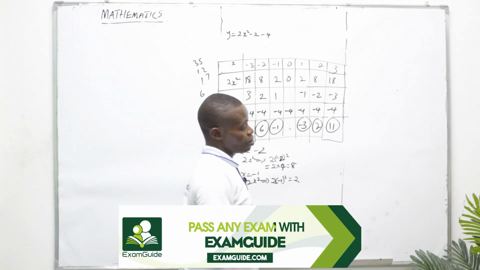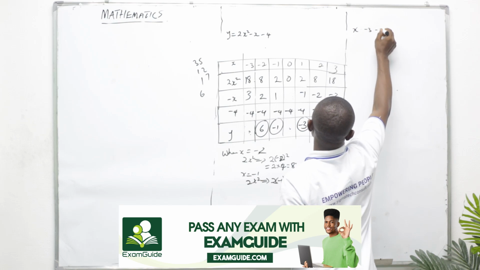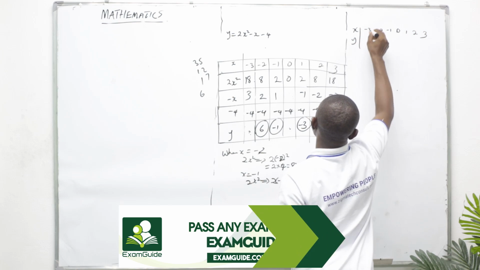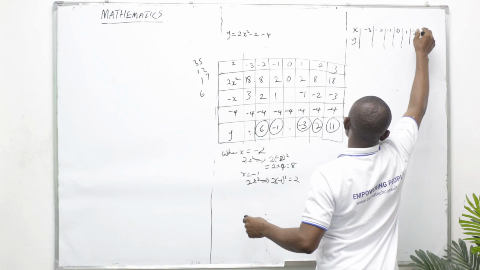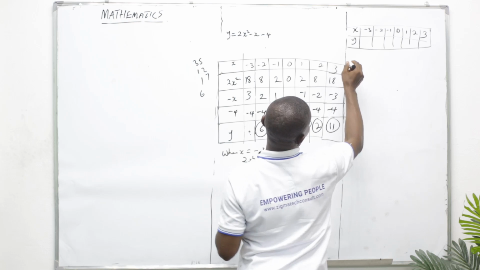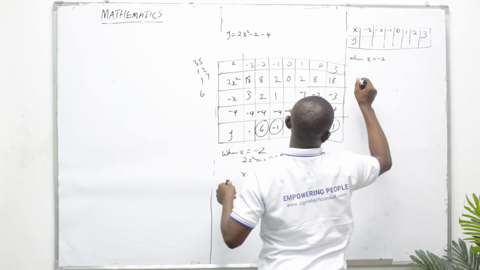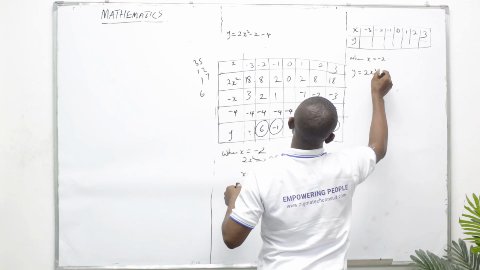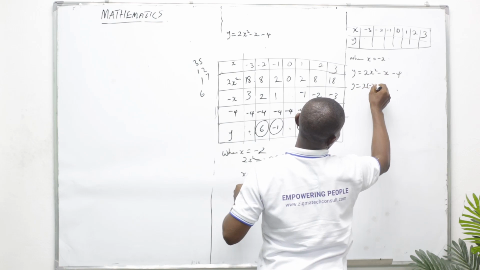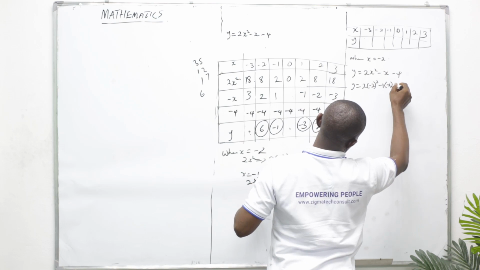But my own method, I go this way. I carry the table this way. This minus 3, minus 2, minus 1, 0, 1, 2, 3. Good. This is y. When s is minus 2, I don't want to touch here. y equals 2s squared minus s minus 4. So y now equals 2 bracket minus 2 all squared minus 1 into minus 2. Because the coefficient is minus 1, minus 4.